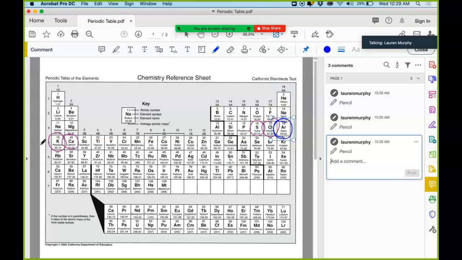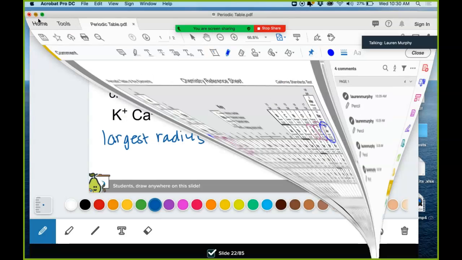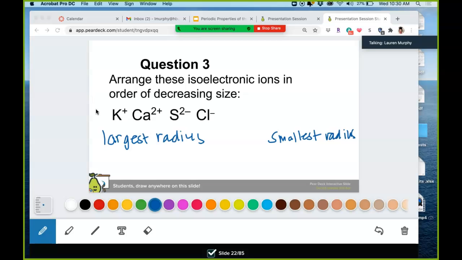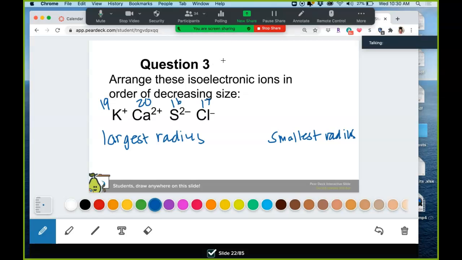Because when potassium loses 1, it's now on the 3rd energy level. It loses its valence shell. And then the same when calcium loses 2. So let's rank them. If they have the same number of electrons and the same shells of electrons, it's going to be protons that play the role. So potassium has 19 protons, calcium has 20, chlorine has 17, and sulfur has 16. So who is the biggest? Calcium.